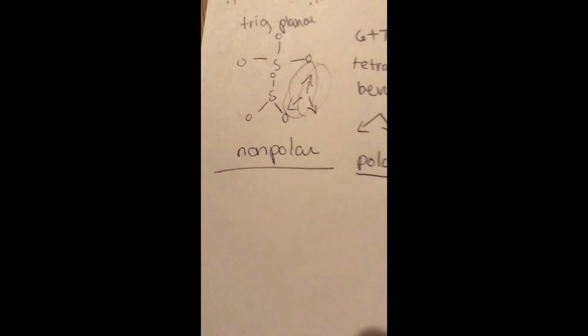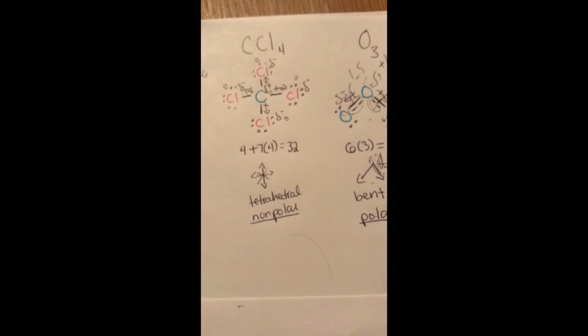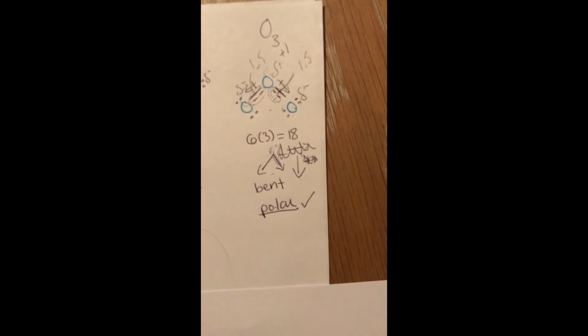So in our total work done, we did SO3. We discovered that this one was nonpolar, SO3, OF2 was polar, BeCl2 was nonpolar, CCl4 was nonpolar, and then O3 was polar. All right, and lastly we have O3 or ozone.